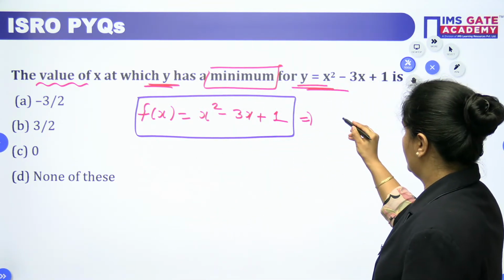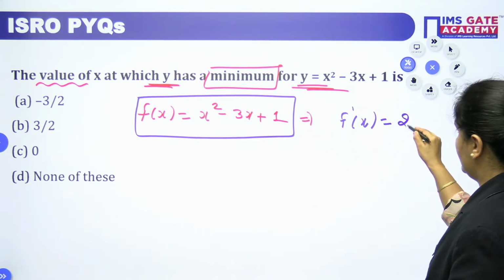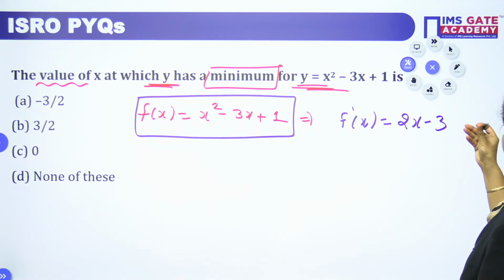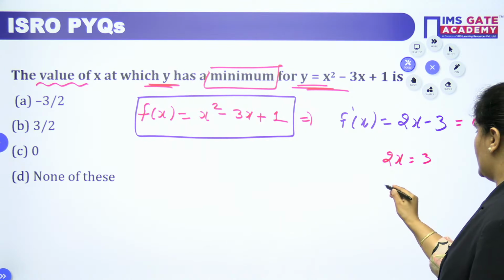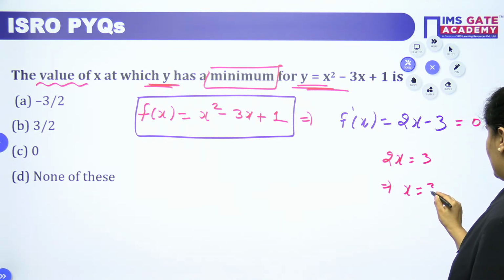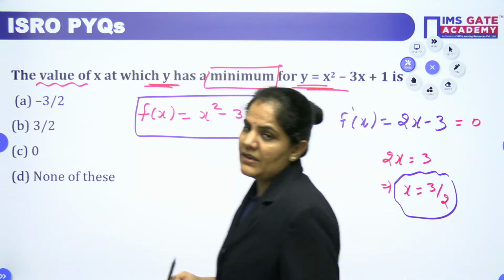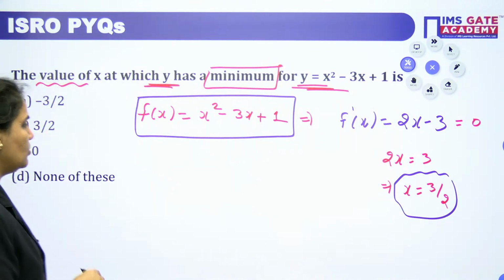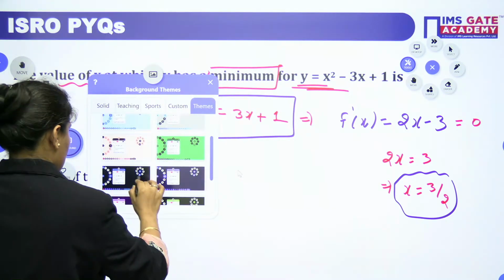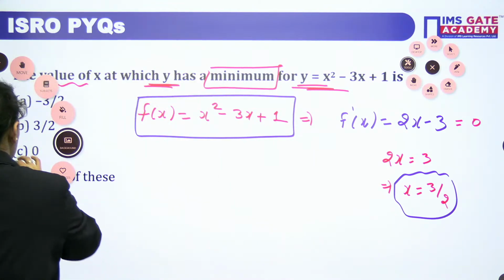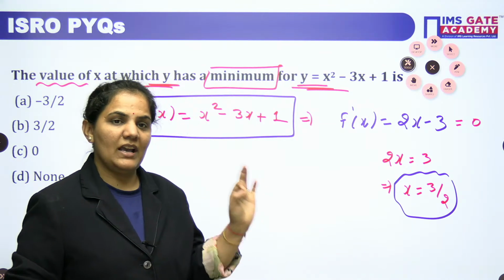So let's approach here. First of all I will find f dash x. When I go for f dash x, it will be 2x minus 3. We need to put it equal to 0. So 2x equals 3. Hence it gives me x equals 3 by 2. So my root is 3 by 2. Whatever the result we have, we will have at 3 by 2.